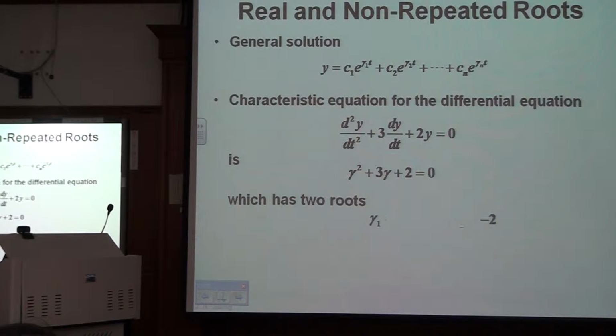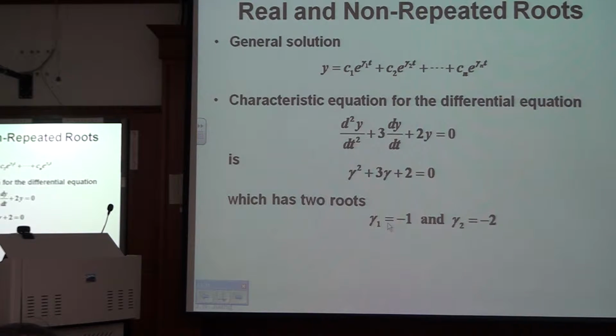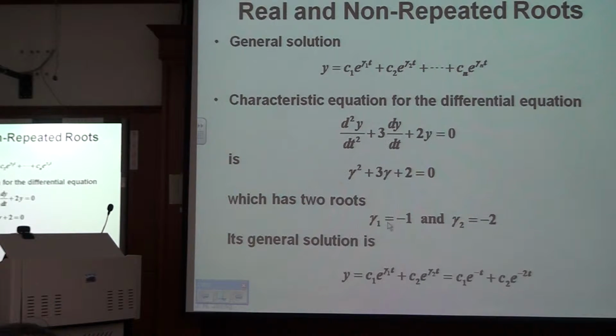This is the example, and they have two roots. It's gamma 1 equals minus 1, and gamma 2 equals minus 2. These are non-repeated roots, as in most dynamic systems. So its general solution is very simple.